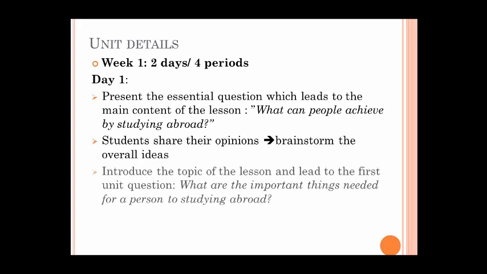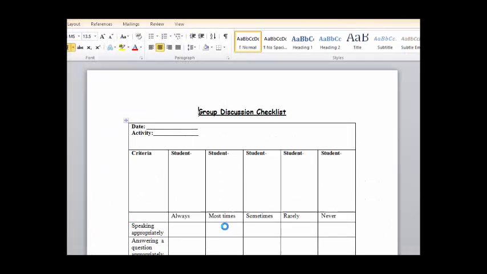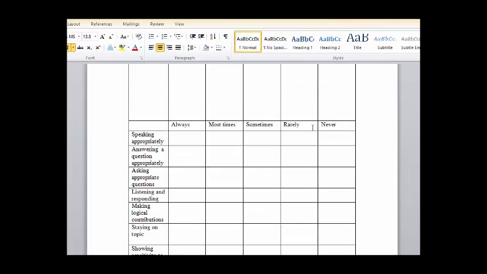After solving the essential question, I will introduce the topic of the lesson and lead to the first unit question: what are the important things needed for a person to study abroad? Students will work in groups of 4 and be given 5 minutes to discuss the question, and then each group will choose 1 member to present the idea. During the discussion and presentation, I use the discussion technique to follow student contributions and give comments and bonuses. This is the group discussion checklist for the students, and you can see it on the screen.